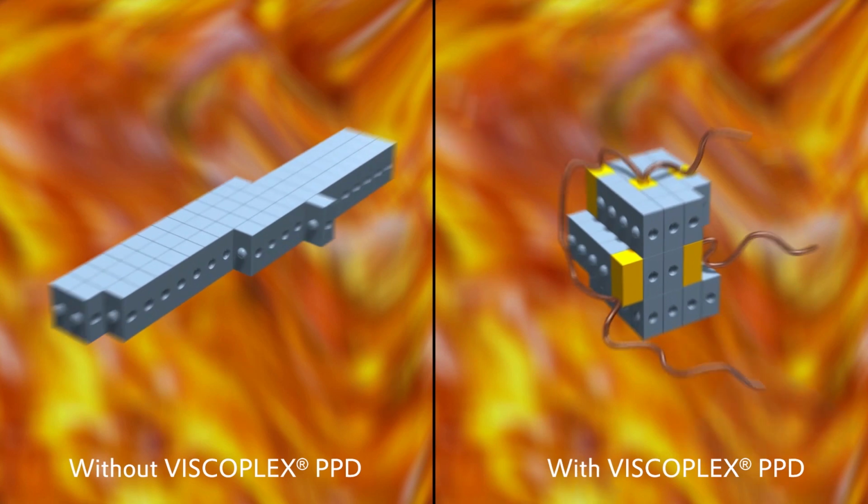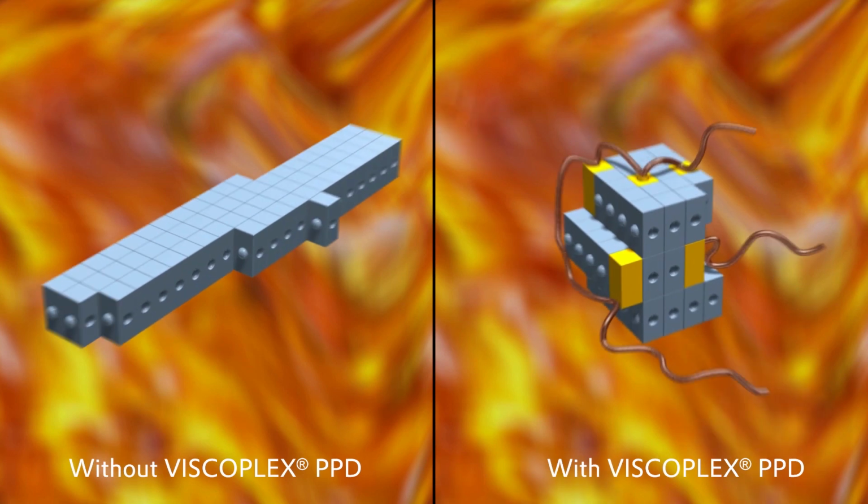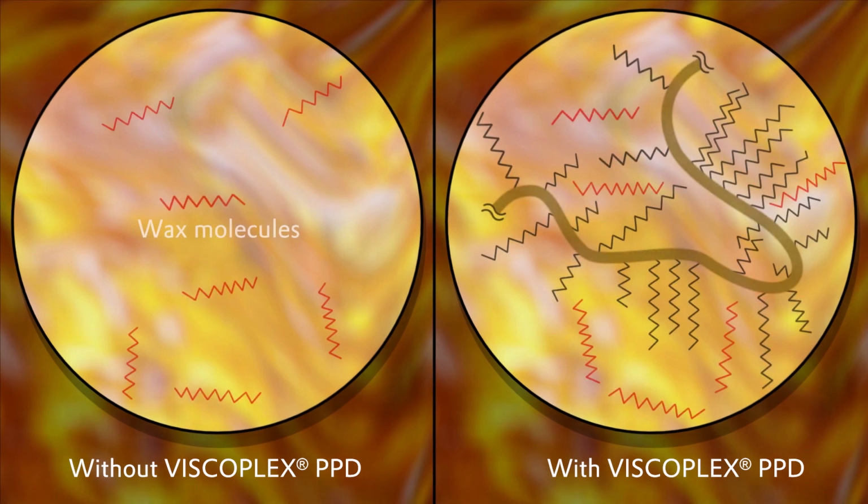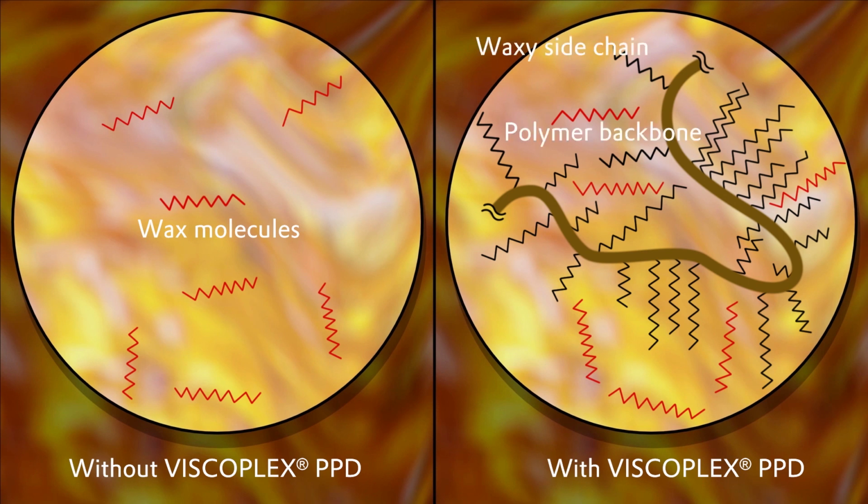Let's magnify further. How does the VISCOPLEX PPD modify the crystal size and shape? When temperature is above the PPD melting point and above the wax cloud point, the oil appears clear. As the temperature drops below the cloud point, in the view on the left, wax molecules solidify in the untreated oil. But in the view of the treated oil on the right, there are not only wax molecules, but also a PPD polymer backbone with a distribution of branching, waxy side chains.